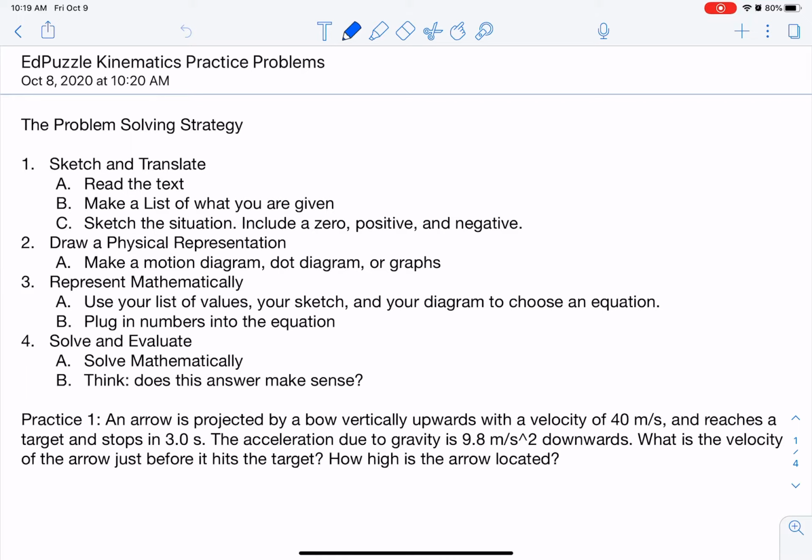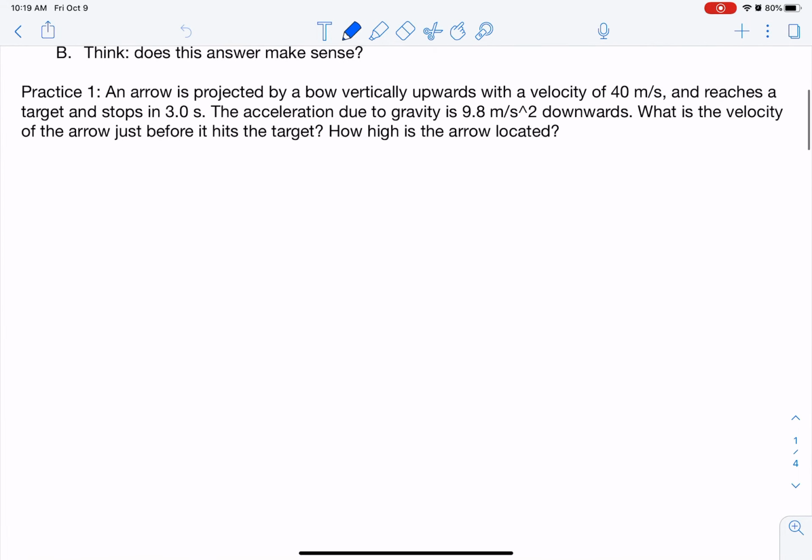Our fourth step is to solve and evaluate. This is where we solve mathematically, and then think about whether or not this answer makes sense. If you know your object is moving in the positive direction, make sure you got a positive velocity. Okay, so let's do a practice problem together, and we're going to work through all of these steps.